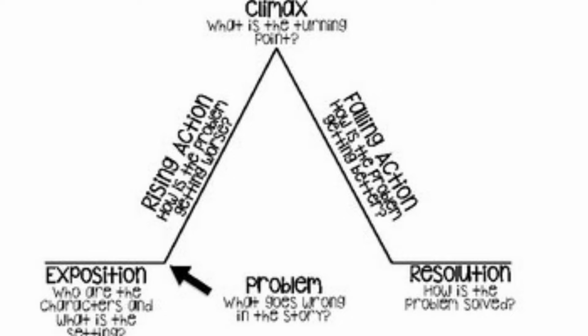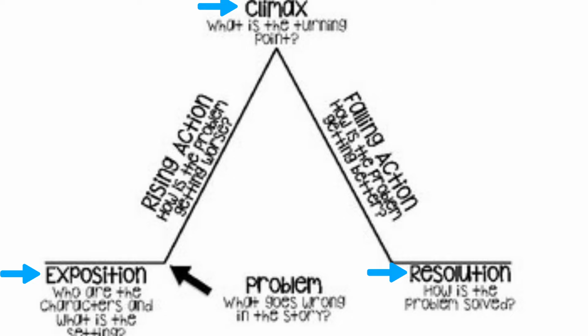On our storyboards, we're thinking about the 3 main parts of a story arc. The 3 main parts of a story arc are the exposition, the climax, and the resolution. In the exposition of a story, we're introducing the main characters and the main setting of the story.